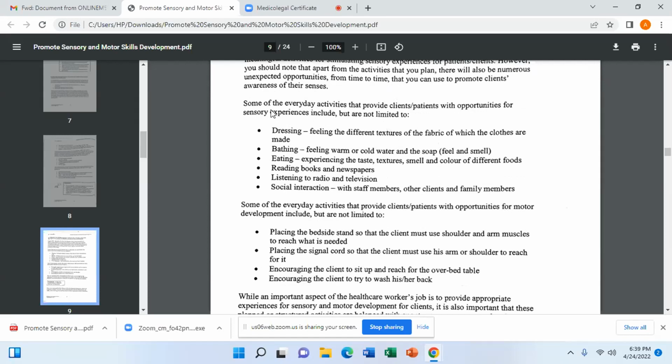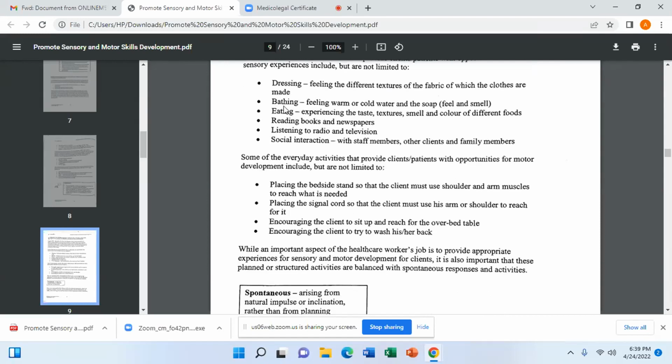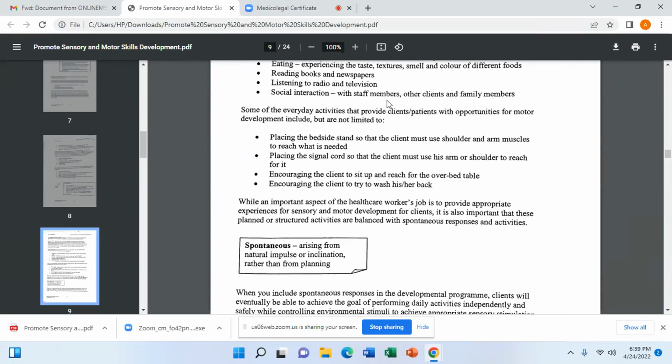But what he's saying here is that some everyday activities that provide patients with opportunities for sensory experience would be if you allow them to dress, bathe, eat, read a book and newspaper, listen to the radio and television, and have social interactions, trying to get them to speak, not to just remain quiet.